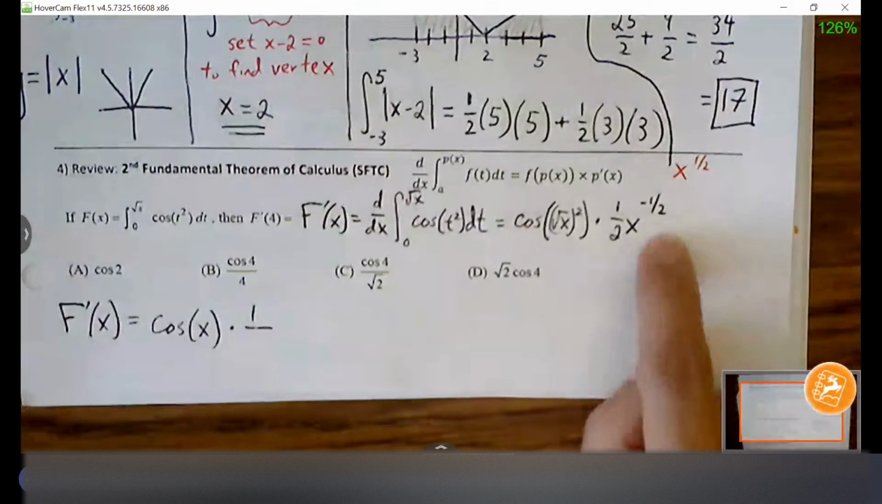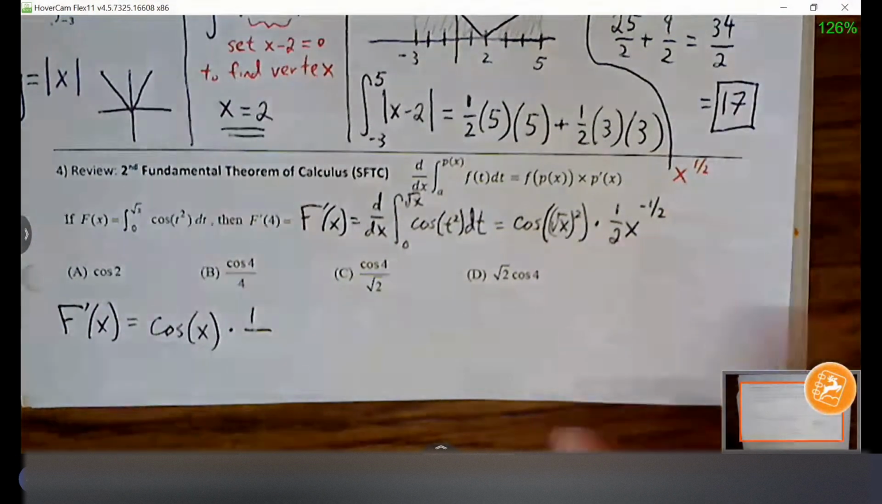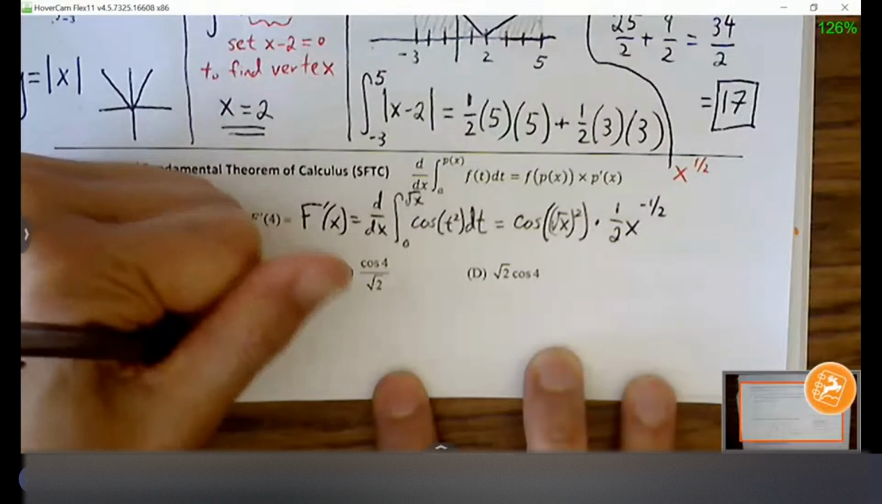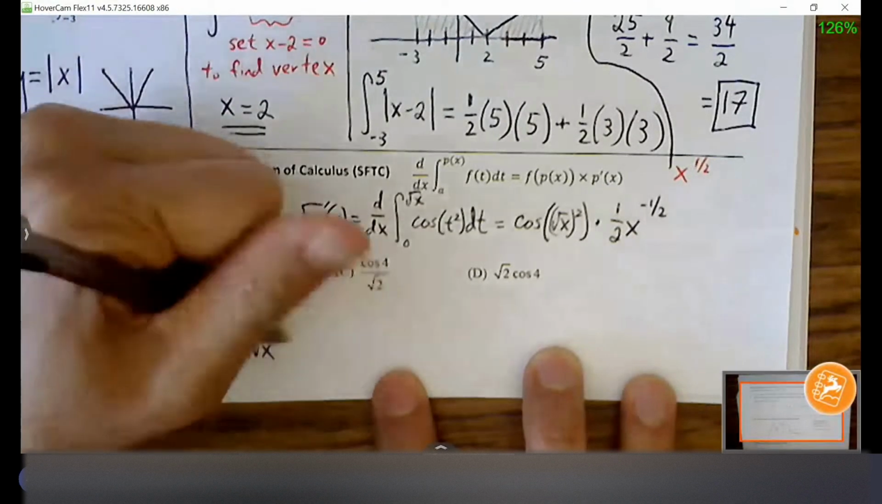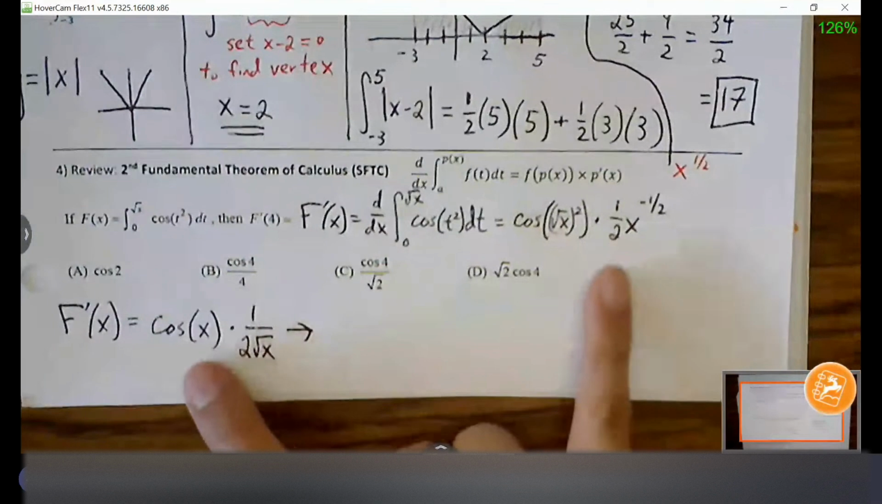I'm going to push that x down to the denominator, share the same space as that 2, and I'm just going to rewrite it as root x, just make it easier to evaluate for our next step. But we're just cleaning up.